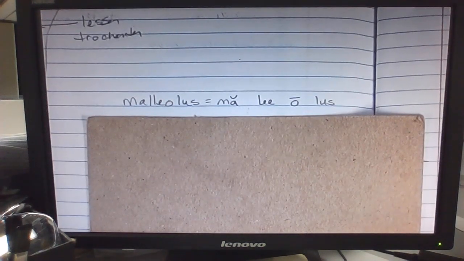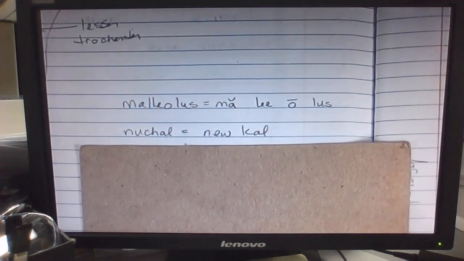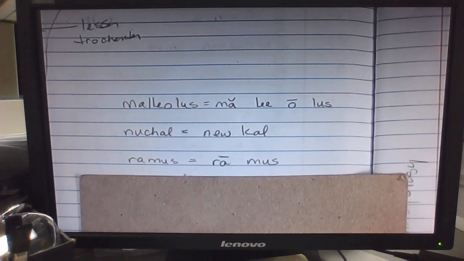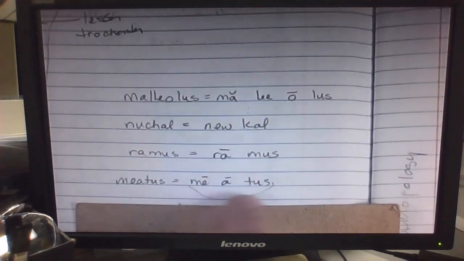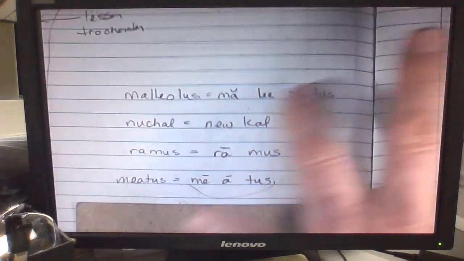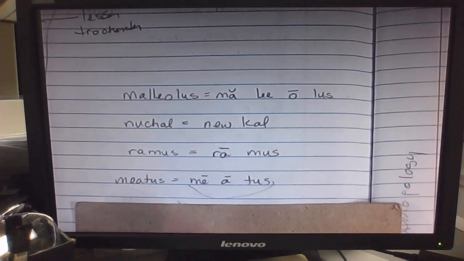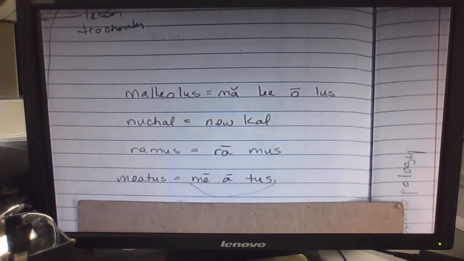Malleolus. Nuchal. Ramus. And so when I put this line like this, and these are all my own pronunciation keys, this is just what I put on here so that I know how to pronounce these terms. So you might want to use the actual dictionary pronunciation guide. When I use a line like this, that tells me meatus. So it's kind of all together. Meatus.